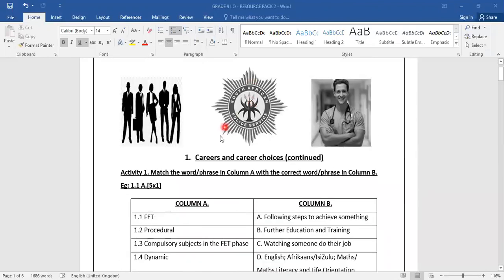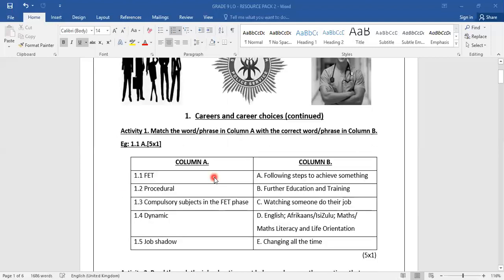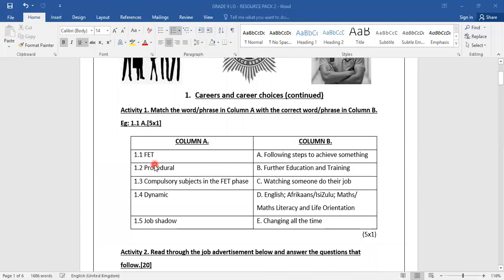Now, activity 1 requires you to match the word or phrase in column A with the correct word or phrase in column B. And an example had been provided for you. Question 1.1, FET. FET will be number B, further education and training. 1.2, procedural, will be A, which will follow steps to achieve something.